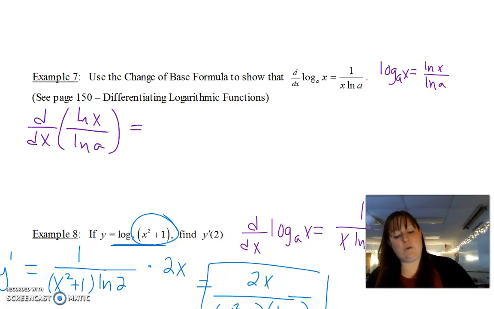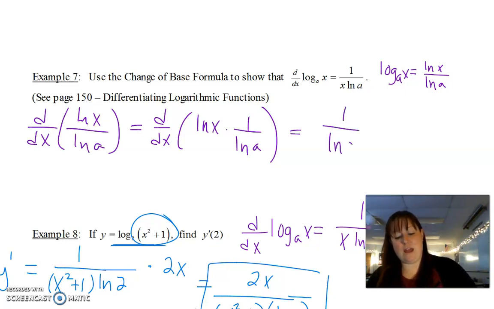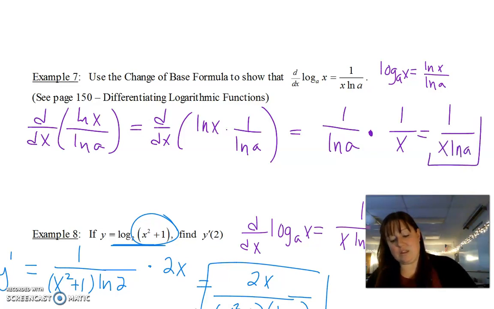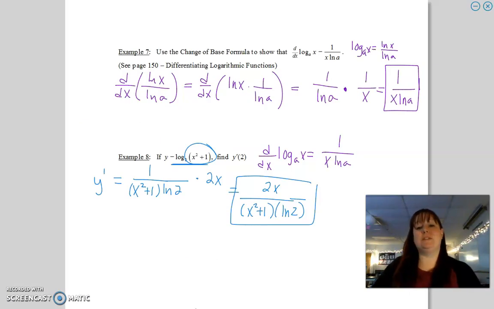And, well, what is this? Well, that is the same as the derivative of ln of x times 1 over ln of a. Okay, now ln of a is a constant, so that's just a number, okay? So when I take the derivative of this, the constant just stays the same, right? So the derivative of that is going to be 1 over ln a times the derivative of that actual function, which is 1 over x, which is 1 over x ln a. So that is where that came from, if you wanted to know that. And that's it. That's all there is to deriving logs.